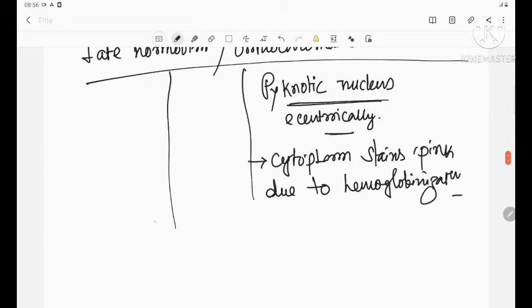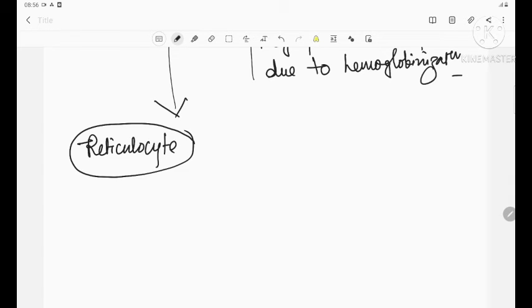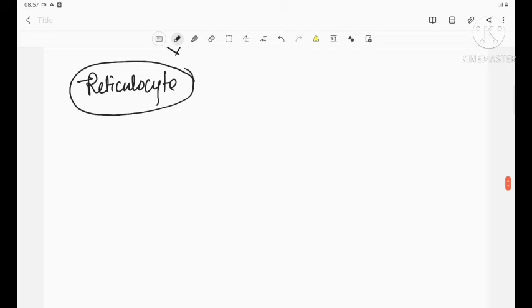The next step is the reticulocyte. This is the intermediate step. The upper step is the late normoblast and the step below is the erythrocyte. This is the intermediate step, so this feature is interesting. The nucleus is ultimately expelled in this step. The nucleus is ultimately expelled from the orthochromatic normoblast with the formation of the reticulocyte.